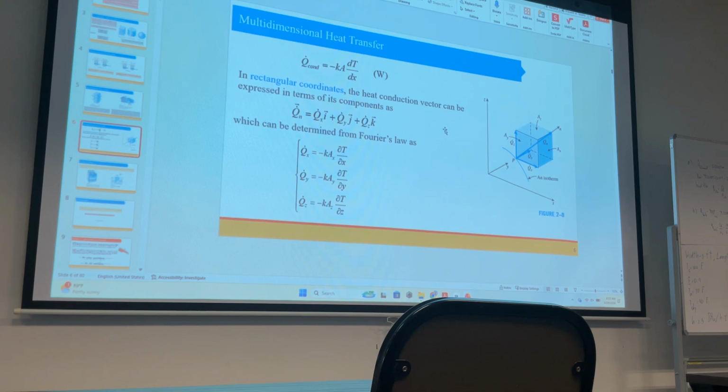The heat transfer is happening by conduction. This formula we know, Fourier's law of heat conduction, right? You see A_x here, A_y here, A_z here, right? So this is heat transfer in X direction, Y direction, and Z direction. Just the area will change in each direction. Calculate this and add all of these, and you will get the heat transfer in the rectangle.